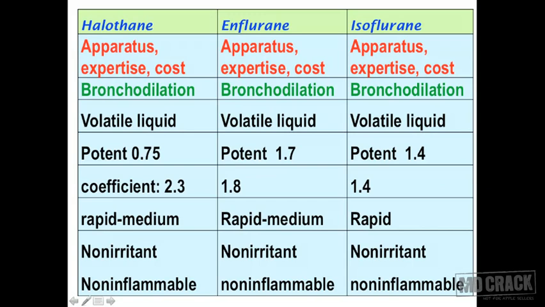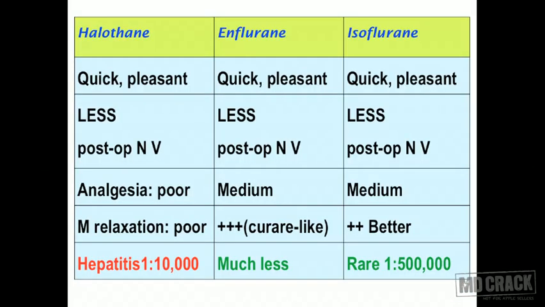We go to the next slide to continue this particular table. With halothane, it's quick, pleasant recovery. With enflurane, quick, pleasant recovery. And with isoflurane, quick and pleasant recovery. With all the 3 agents, the incidence of post-operative nausea and vomiting is quite less. So there's less post-op nausea, vomiting for all the 3 agents. As far as analgesia is concerned, the analgesia is comparatively poor with halothane. It's medium with enflurane, and it's also medium with isoflurane.